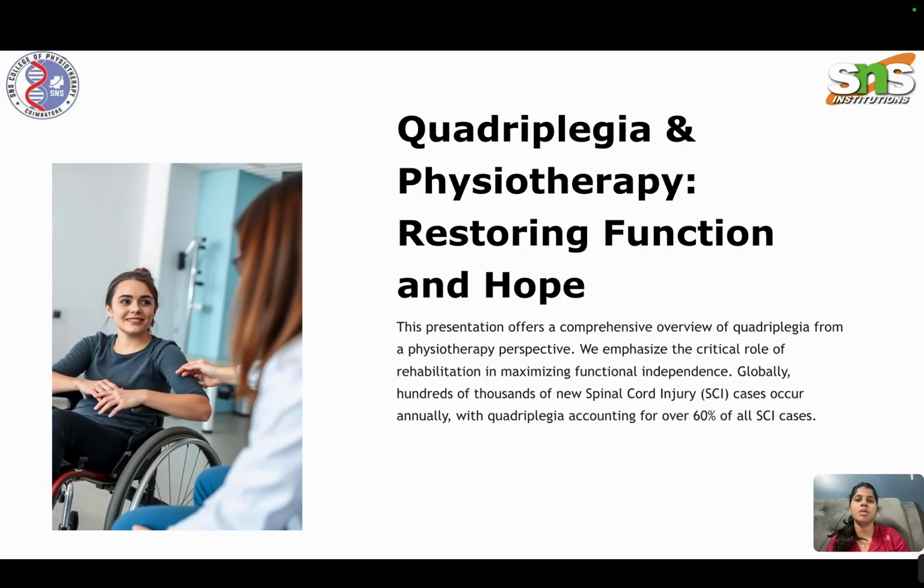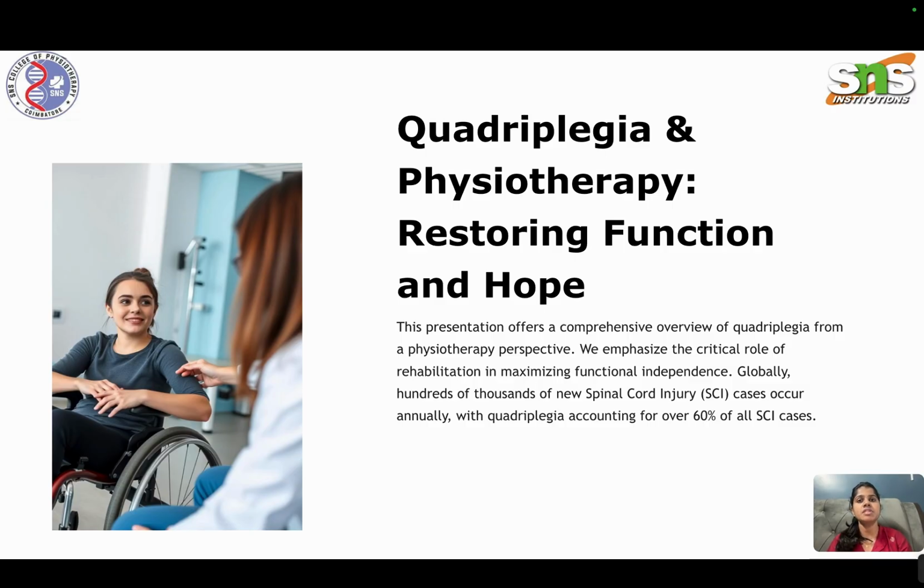Today we are going to discuss quadriplegia, also known as tetraplegia, from a physiotherapy rehabilitation perspective. So quadriplegia is not just a neurological diagnosis, it is a condition that affects every system of the body, including movement, respiration, circulation, and even psychological well-being.